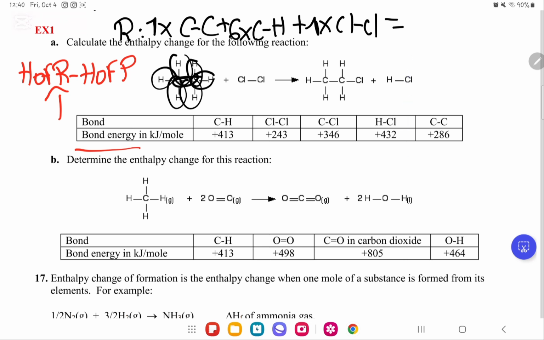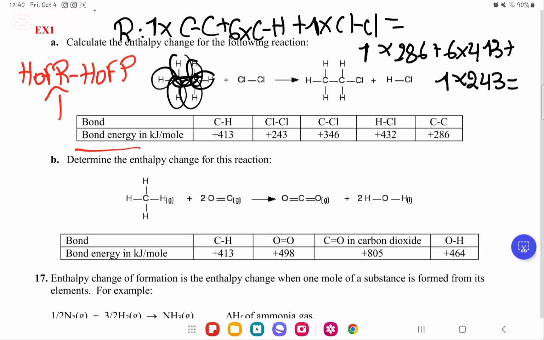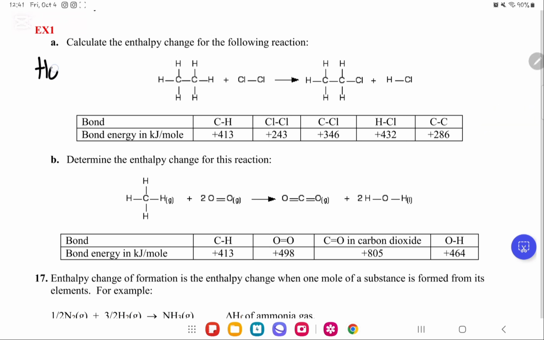Okay, so that means the heat of reactants, if we replace it by values, is going to be 1 times 286 plus 6 times 413 plus 1 times 243. So 1 times 286 plus 6 times 413 plus 1 times 243, it's gonna be 3007. So now we found the heat of reactants, 3007. Let us now find the heat of the products.